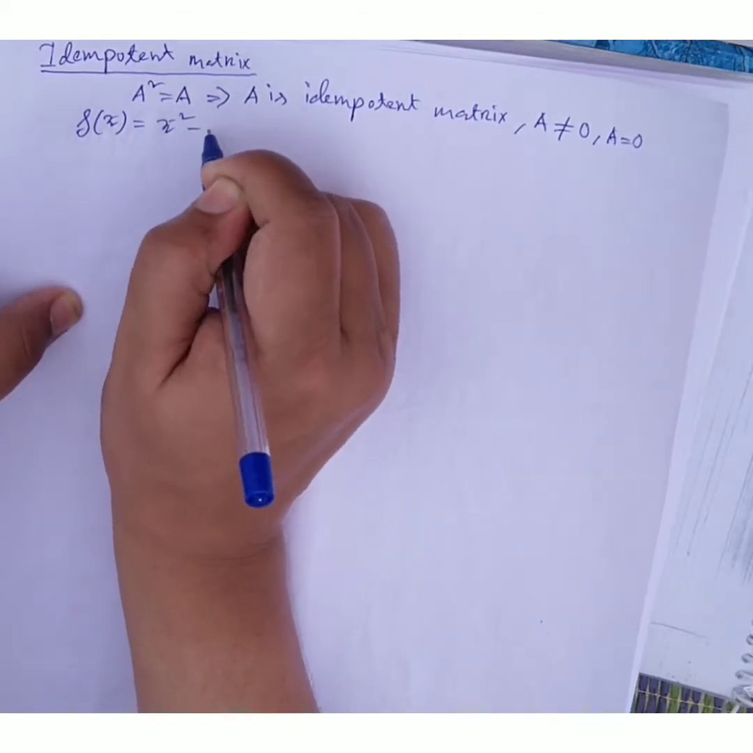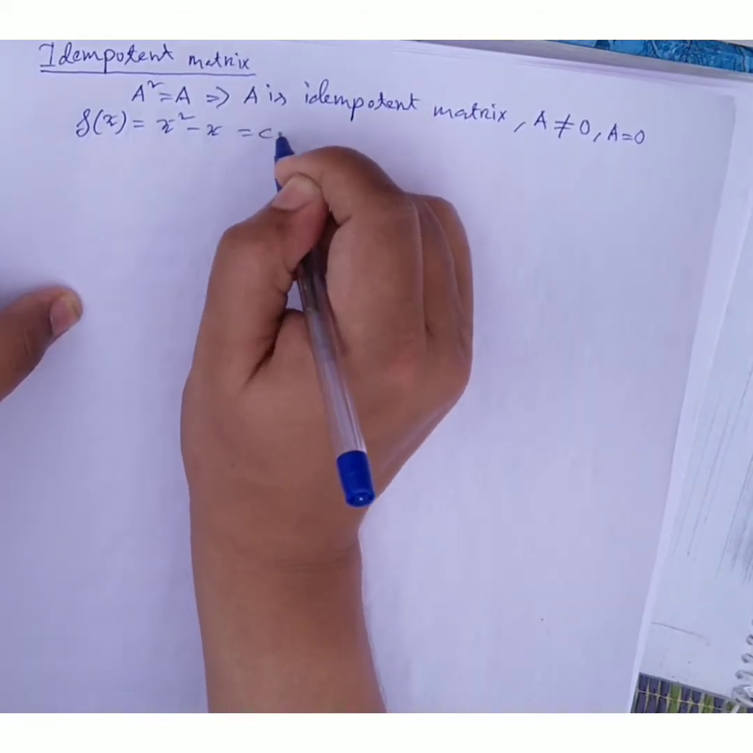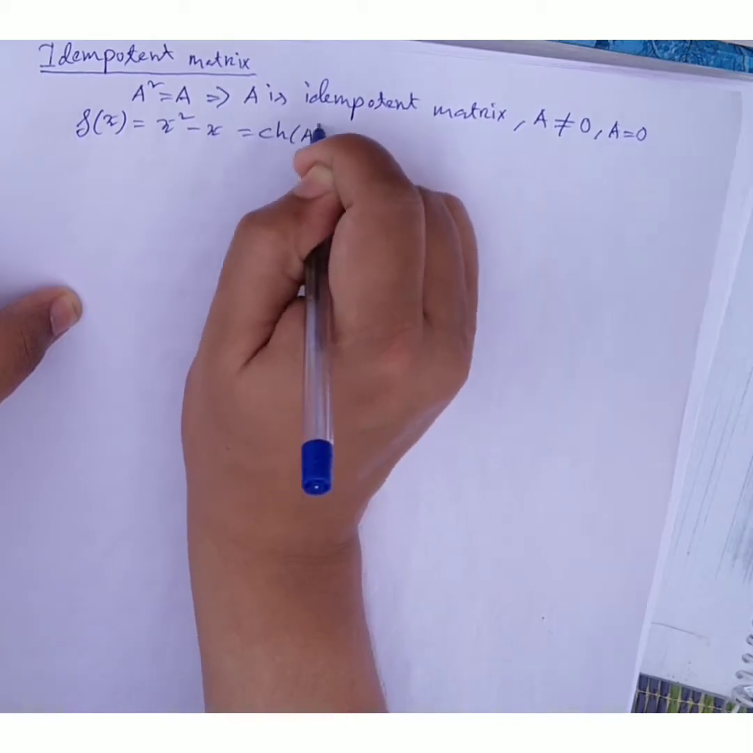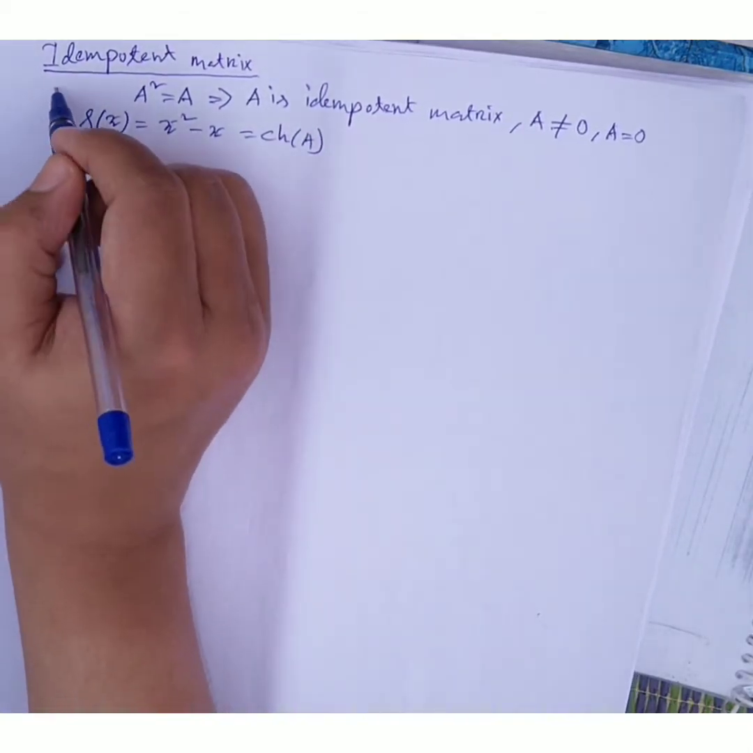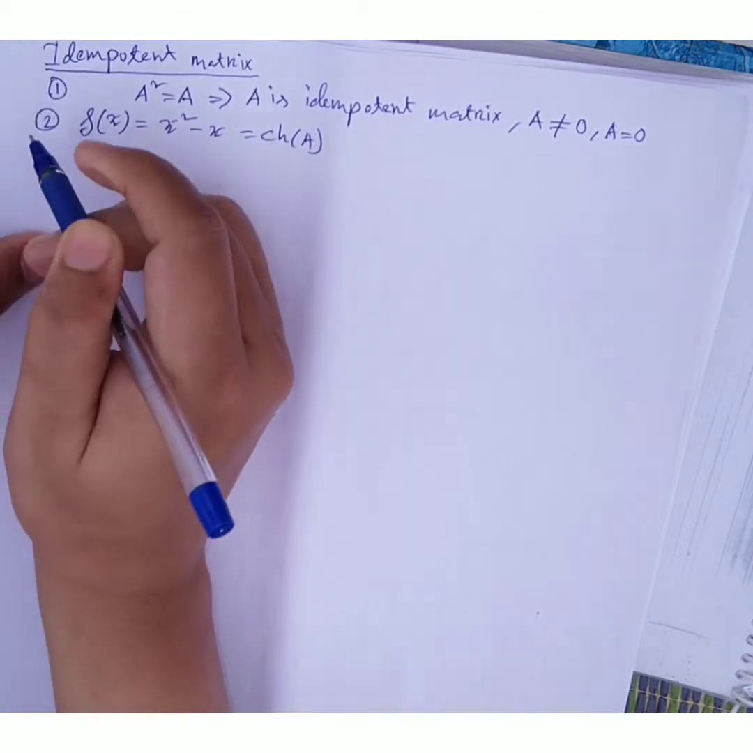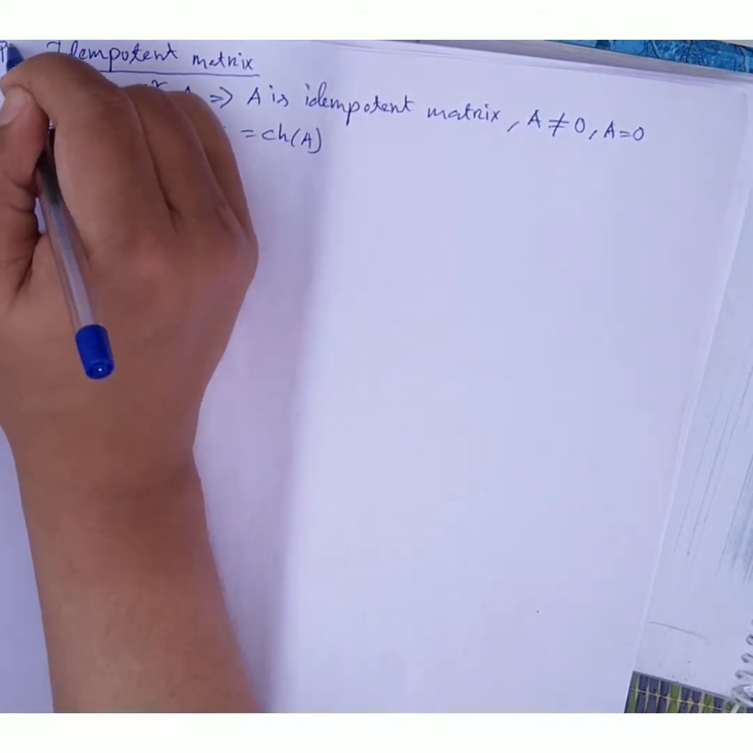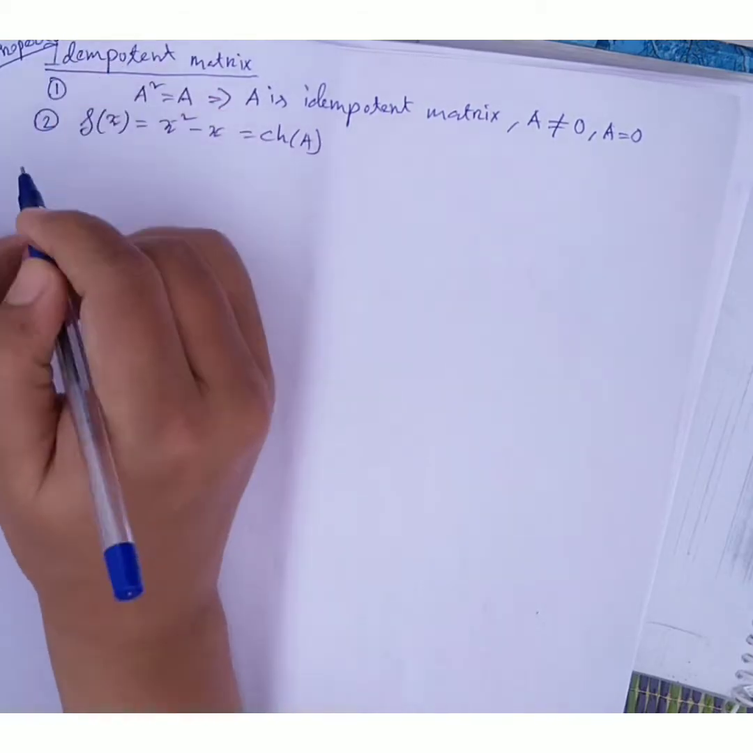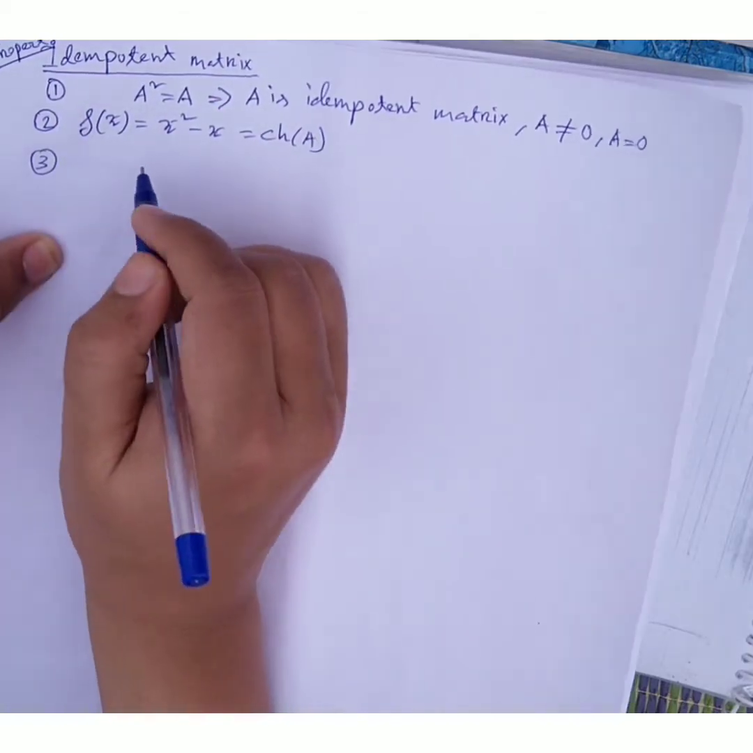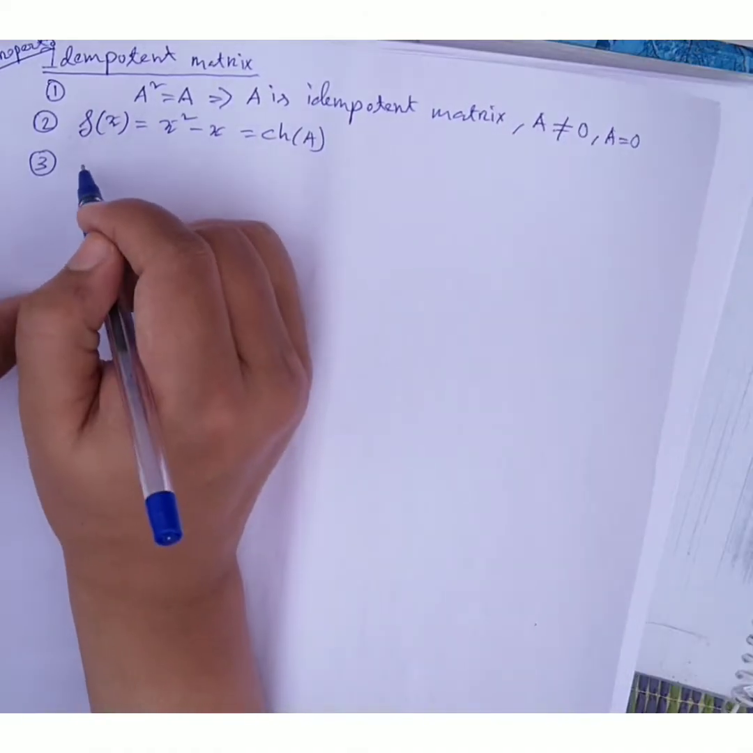Another fact is that the characteristic equation is f(x) equal to x square minus x, means the characteristic equation of A, and the minimal polynomial. This is number 1. Number 2, I just discussed, the property of the idempotent matrix. Number 3 is the minimal polynomial.